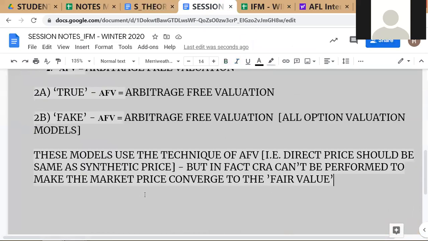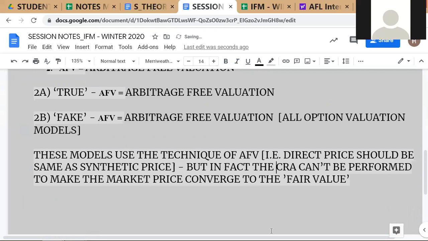So these models use the technique of AFV, okay? But in fact, the CRA can't be performed. So basically the problem, the reason these are fake is, this is the reason they are fake. Because you cannot actually perform any CRA. CRA means classical riskless arbitrage, which means instantly you must be able to buy and sell in the direct and synthetic markets and lock in all the prices.